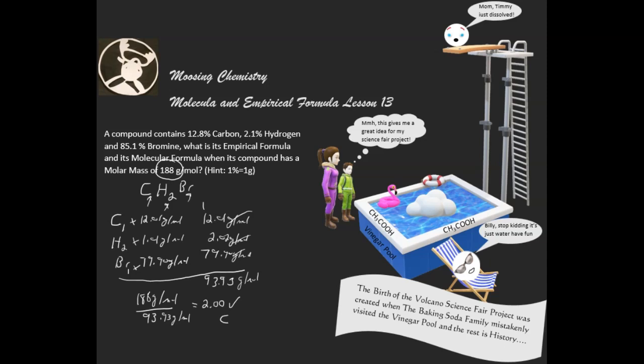So C is going to be 1 times 2. H is going to be 2 times 2. And Br is going to be 1 times 2. This is going to give me the molecular formula, which would be C2H4Br2.